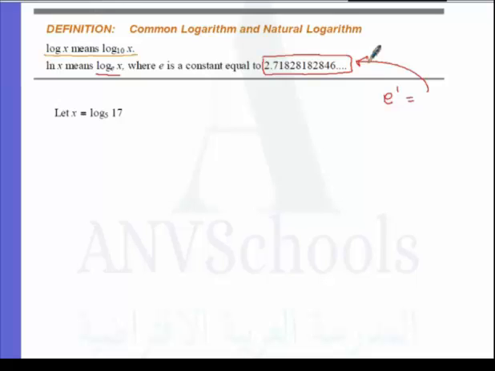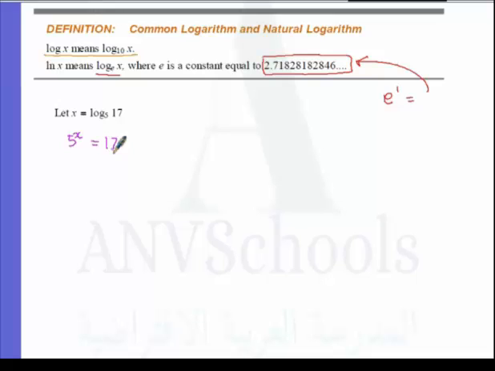Now, why are the base e and the common logarithm important? Let us have an example: x is equal to log to the base 5 of 17. Essentially, this gives me an equally important exponential form, which is 5 raised to x is equal to 17.